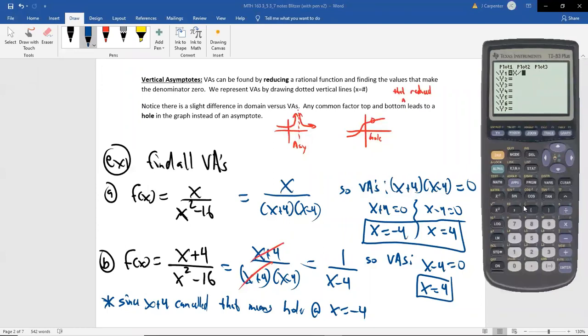X divided by, now with the division and the bottom having multiple terms, I need a parentheses. X squared minus 16. Close it. And actually I need to change the zoom. 6. Now here's the thing.